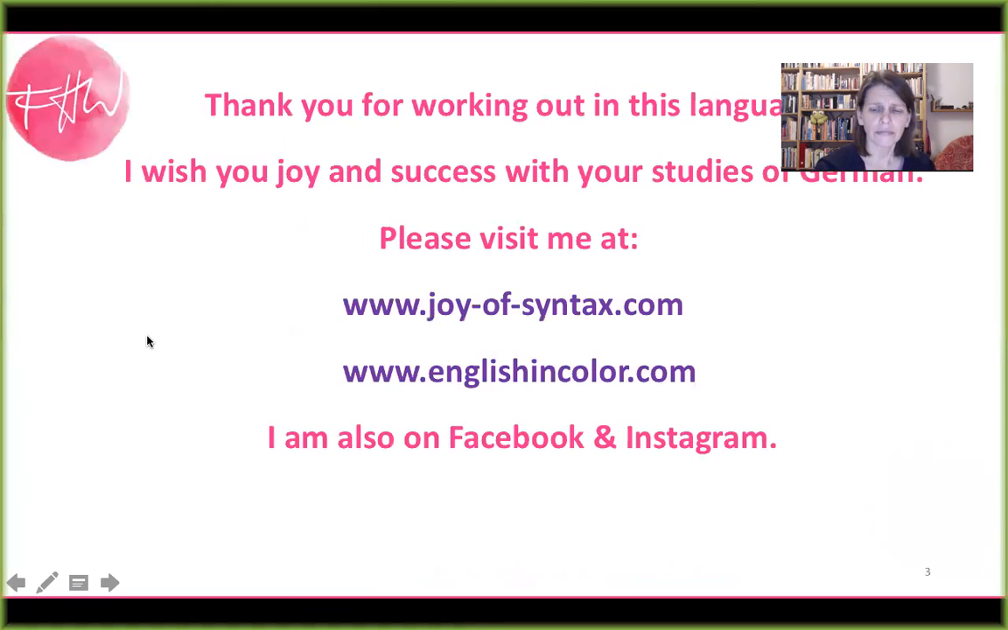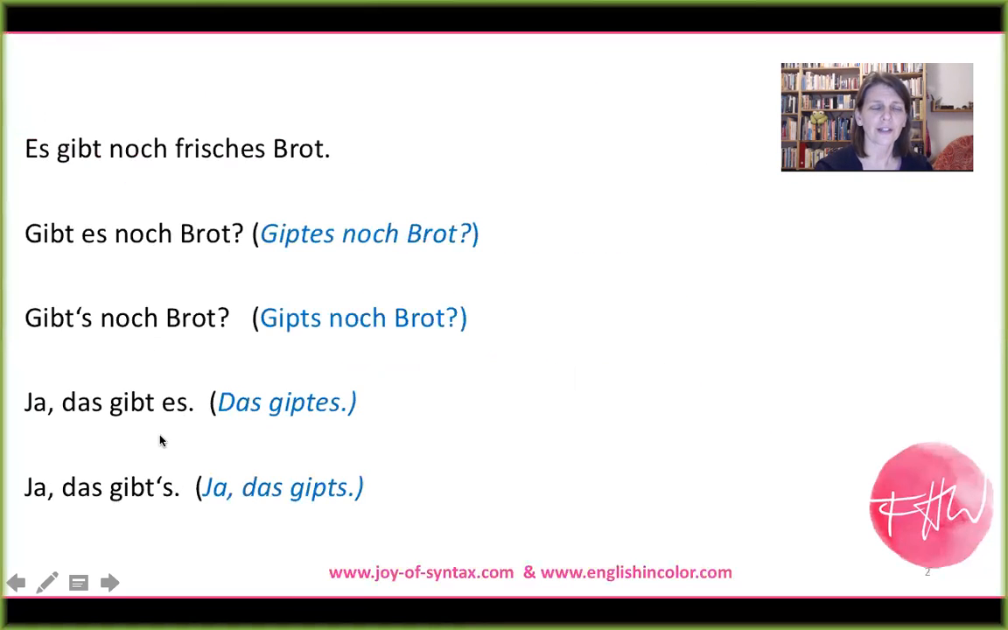And we can use a contraction. Ja, das gibt's. And because of das gibt's, when we have das gibt es, das gibt's, because of this contraction, lots of people think that the regular verb form is gibt's. And they don't understand that the S is actually from the impersonal subject. I hope you know what I mean. So I'll say those again for you.